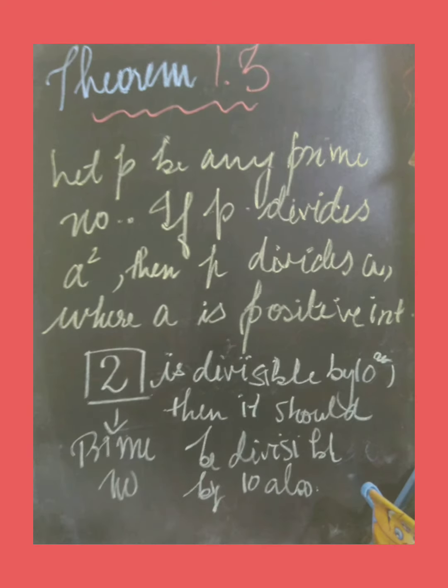So here is our example. I have taken a prime number, that is 2. If it divides 10 square, then it should also divide 10. The theorem is saying that P is any prime number; if P divides A square, then it should also divide A. Here I have taken 2. It divides 10 square, so it should divide 10 also. Understood? You have to learn this very carefully as it is going to help in the next theorem also. Okay, read this carefully.